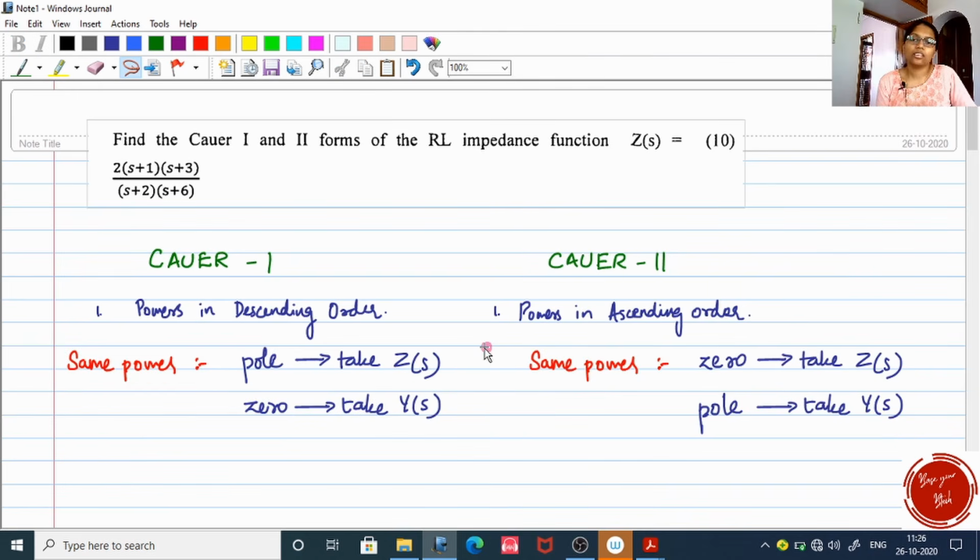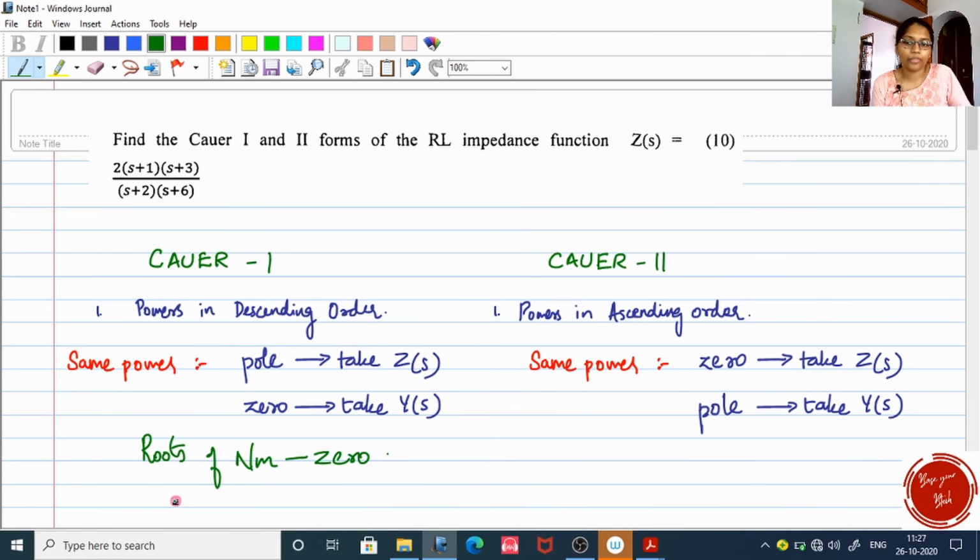So these are the current rules for you. That is, you have to get the values for poles and zeros. What do these poles and zeros mean? The roots of the numerator are called zeros and the roots of the denominator are called poles. That means the s values; roots means s values.